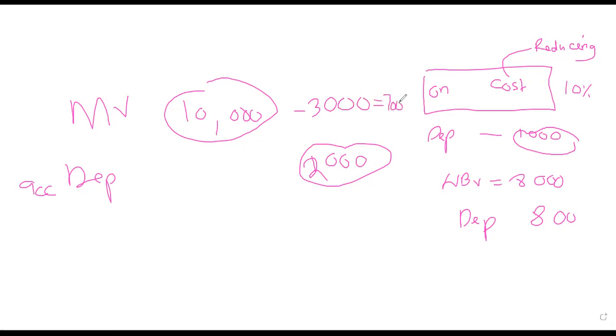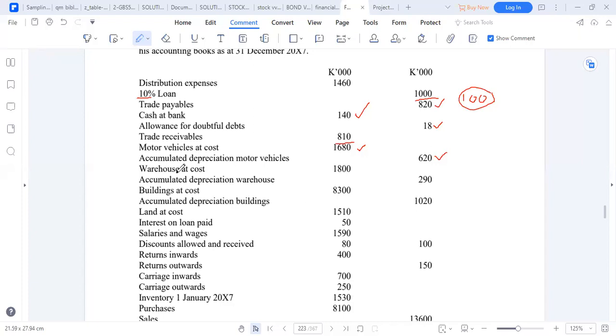If you're using depreciation on reducing balance, it's the 800 plus the 2,000. So you subtract the 2,800 from the 10,000, then you get 7,200. So I'm just preempting what I'll explain here in advance. Same, we're given accumulated warehouse at cost 1,800, accumulated depreciation 290. We have buildings at cost and accumulated depreciation, land, accumulated depreciation.